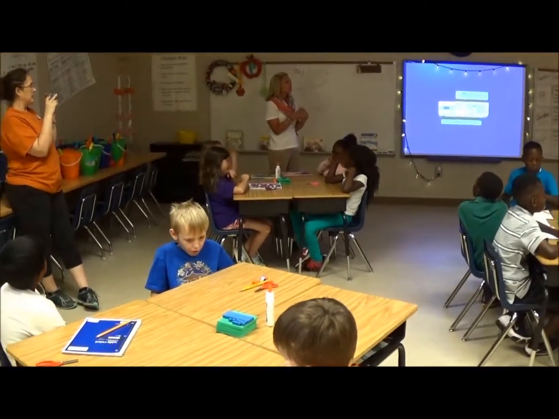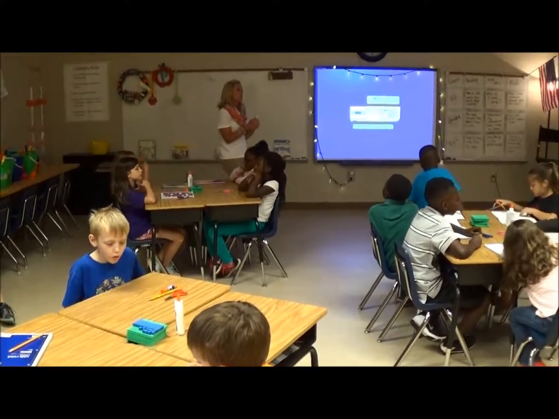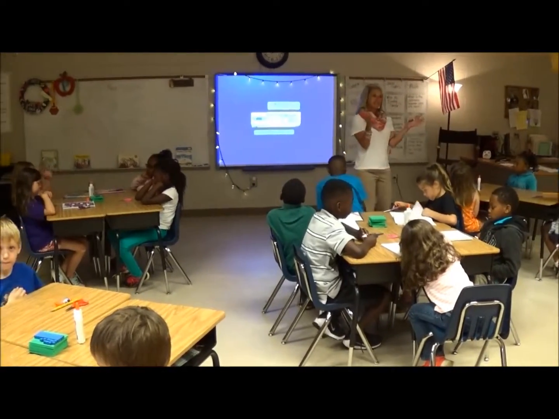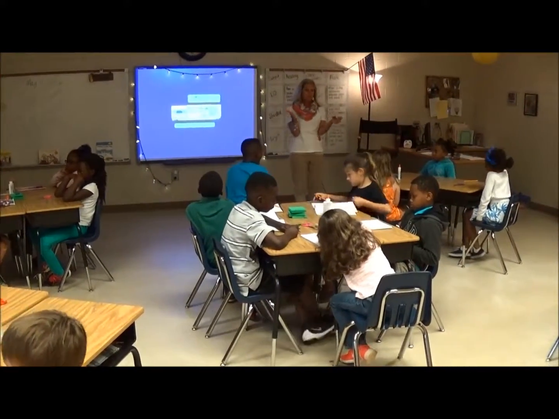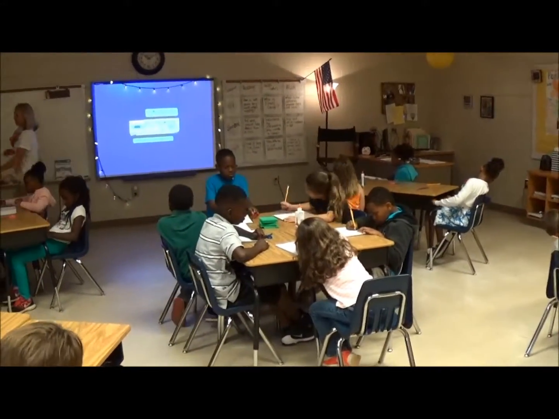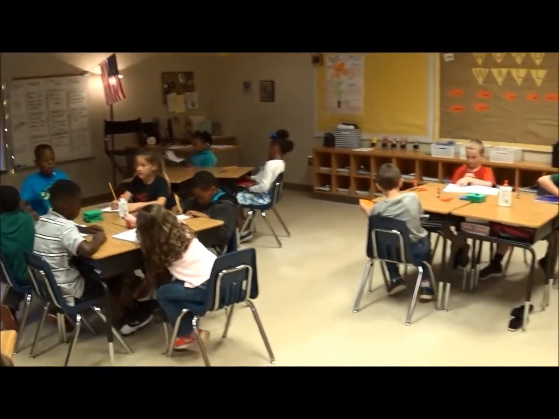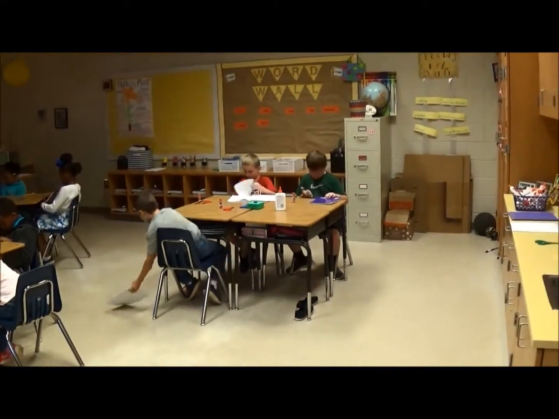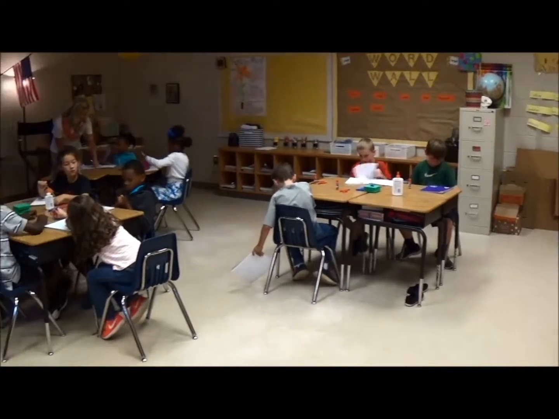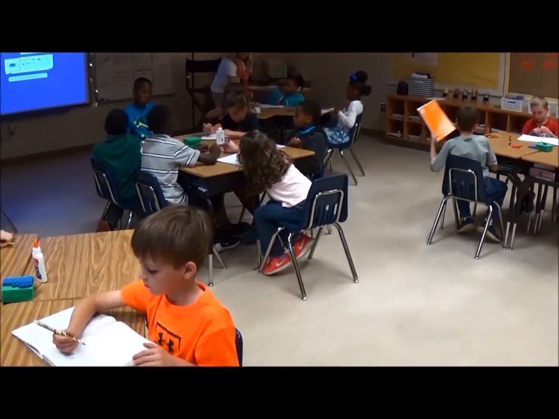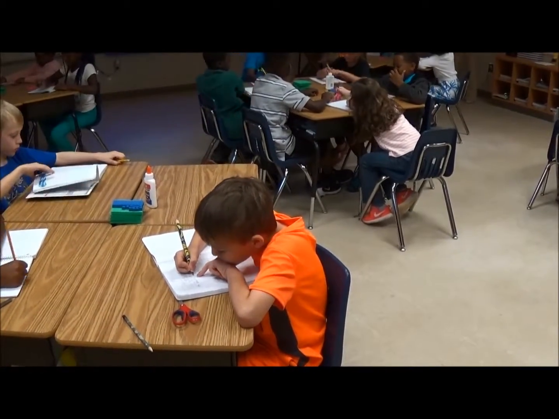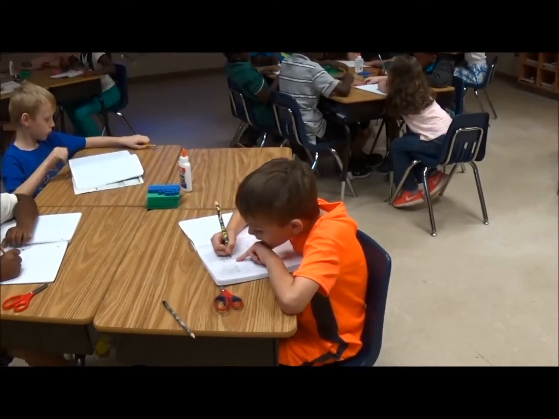All right, so today for our number talk, we're reviewing tens, ones, hundreds, place, and value. But in our number talk today, you're going to make the number 10. Find different ways to make 10. Okay? Open up your number talk books. Write 10 at the top of your paper.